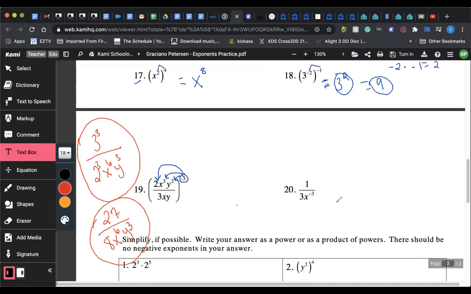Turn it to a positive, right? We have to turn this negative exponent into a positive. So instead of x to the negative 3, it's going to become x cubed. We move it to the numerator. So it's going to be x cubed over 3. That's it. That's the answer.